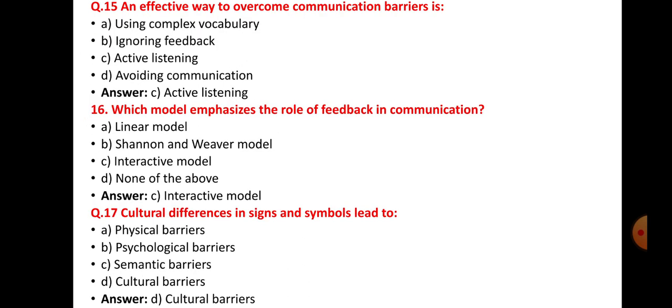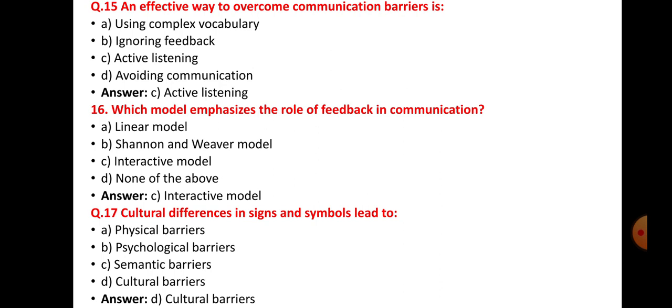An effective way to overcome communication barriers is using complex vocabulary, ignoring feedback, active listening, avoiding communication. So the right answer is active listening. Which model emphasizes the role of feedback in communication? Linear model, interactive model, Shannon and Weaver model. So the right answer is interactive model.